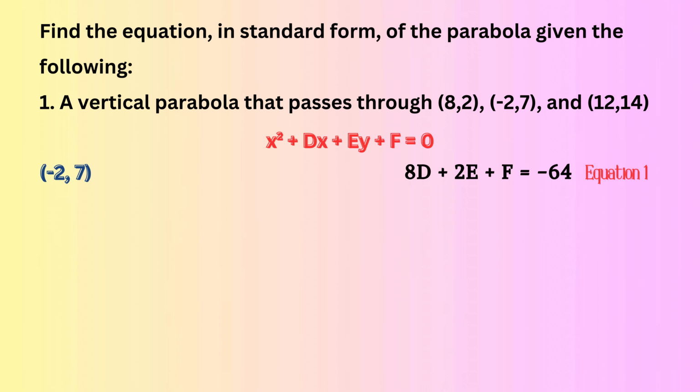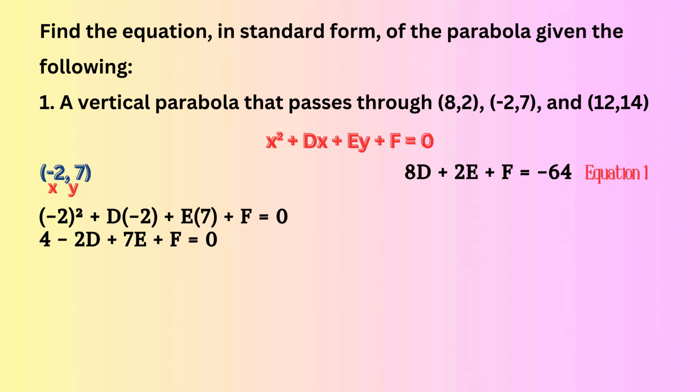Now, let's proceed to the next point where the parabola passes through, the point negative 2, 7. Substituting x and y with negative 2, 7 respectively, we have negative 2 squared, plus d times negative 2, plus e times 7, plus f, equals 0. Then, we will have 4, minus 2d, plus 7e, plus f, equals 0. Last, transpose 4, so that we will have our equation 2 as negative 2d, plus 7e, plus f, equals negative 4.